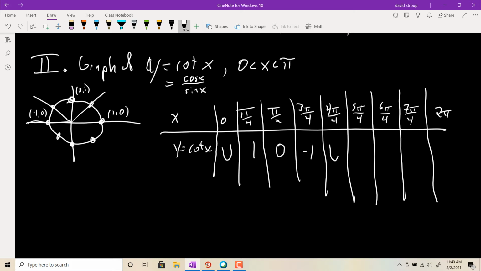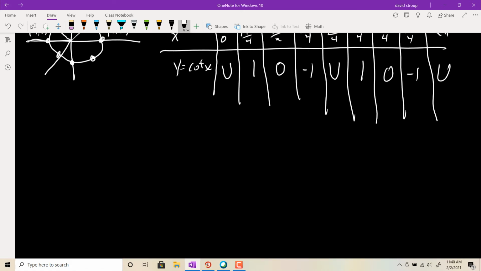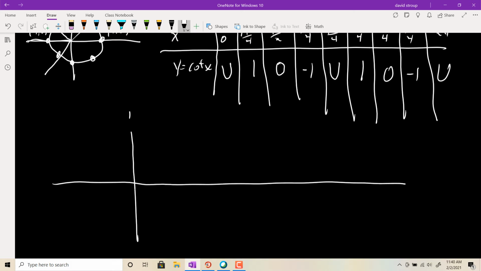undefined again, right? And then it's just going to start repeating. So at 5 pi over 4, we have negative root 2 over 2 all over negative root 2 over 2, positive 1, then it'll go 0, and then negative 1, then it'll be undefined again. So going to the xy plane and thinking about the graph of this, this time we have an asymptote at 0, pi over 4, 2 pi over 4, 3 pi over 4, and then pi.